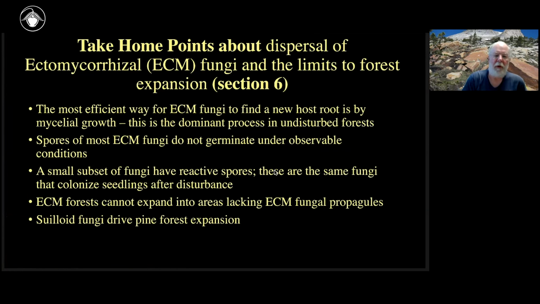So the take-home message on dispersal of ectomycorrhizal fungi and the limits to forest expansion are that the most effective way for EM fungi to find a new host root is by mycelial growth. This is what's going on in a closed forest system where there's no disturbance, right? This is the early stage, late stage paradigm. It's going to be those late stage fungi that grow out and find a new uncolonized root. Spores of most ectomycorrhizal fungi do not germinate under observable conditions. A small subset of these have reactive spores, and these are the same ones that colonize seedlings after disturbance. These are the ones that are called the spore bank fungi.